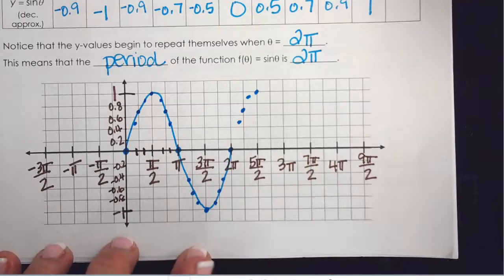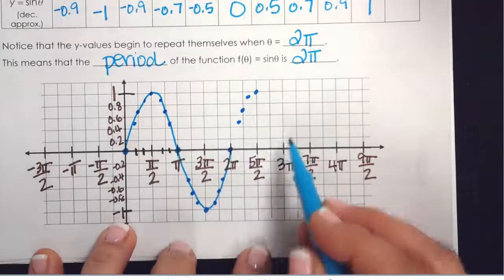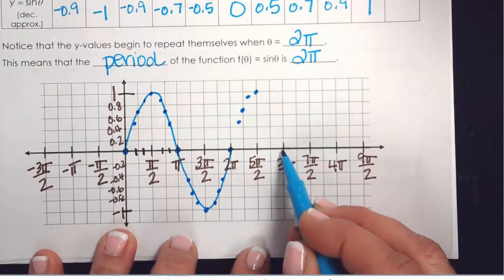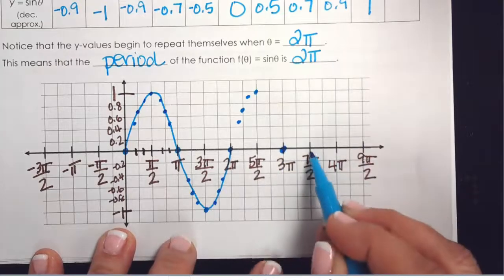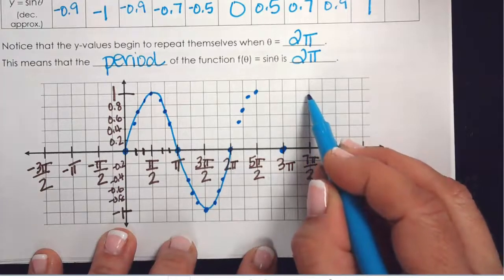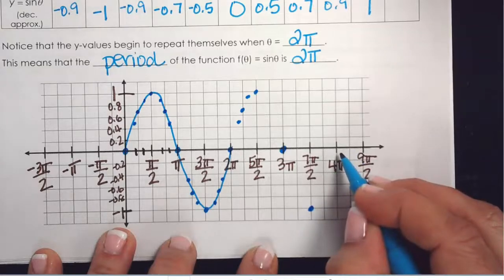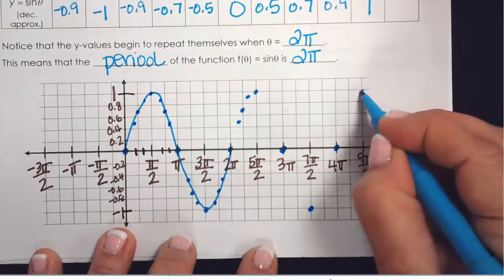Weren't the easiest points to plot at 0 and 1 and -1? Why don't we follow that pattern throughout? What do you think would happen at 3 pi? Where would that be? Back to 0. What about at 7 pi over 2? Is it going to go up to 1? -1, good. And what about 4 pi? 0. What about 9 pi over 2? Up to 1, good, okay?